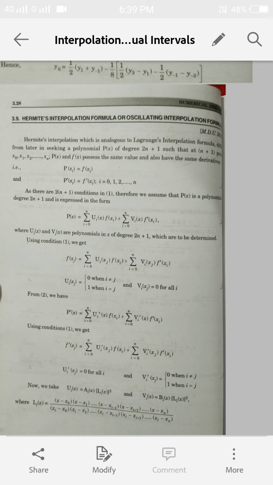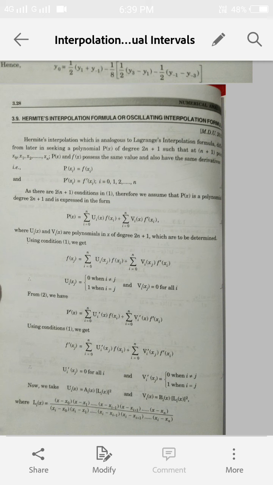While dealing with Hermite's interpolation formula, we will find a polynomial p(x) of degree 2n+1 such that, at the n+1 points x0, x1, x2, ..., xn, our polynomial p(x) and f(x) both possess the same value and also the same derivatives. We assume these conditions: p(xi) = f(xi) and p'(xi) = f'(xi), and we take the value of i as 0, 1, 2, 3 up to n.